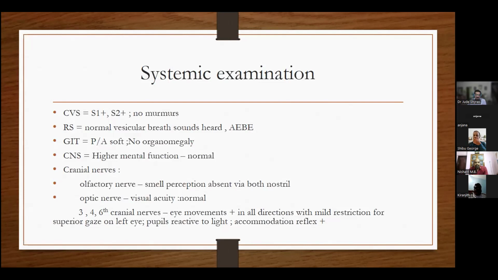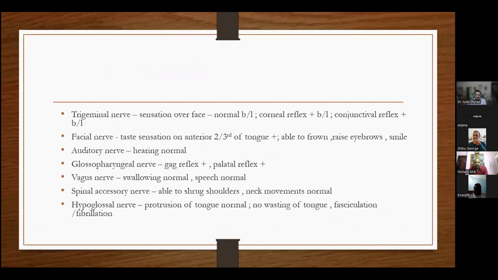Continue. Trigeminal nerve sensation over the face was normal bilaterally. Corneal reflex present bilaterally on both eyes. Conjunctival reflex present on both eyes. Facial nerve, taste sensation was present on the anterior two-thirds of the tongue, able to frown and raise the eyebrows. Auditory nerve, hearing was normal. Glossopharyngeal nerve, gag reflex and palatal reflex present and normal. Vagal nerve, swallowing and speech is normal. Spinal accessory, able to shrug the shoulders and neck movements normal. Hypoglossal nerve is also normal. The protrusion of tongue is present and normal. No wasting or fasciculations or fibrillations.